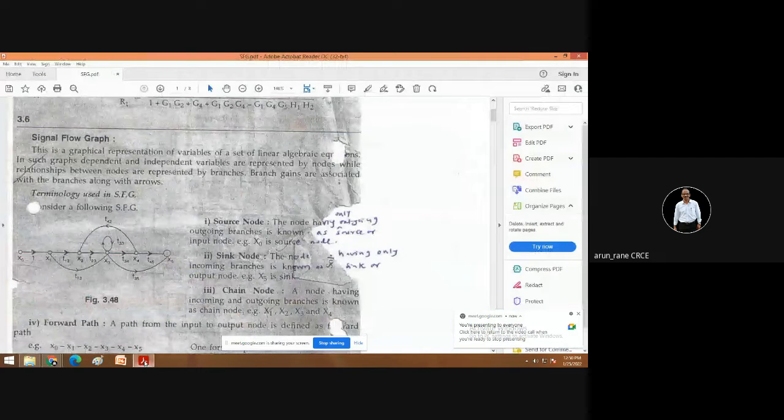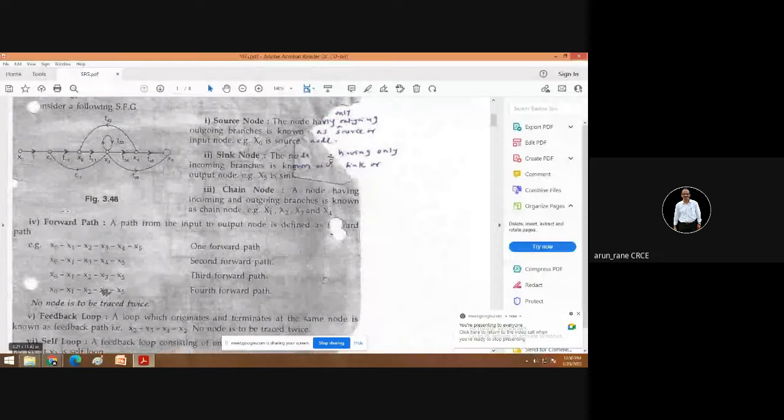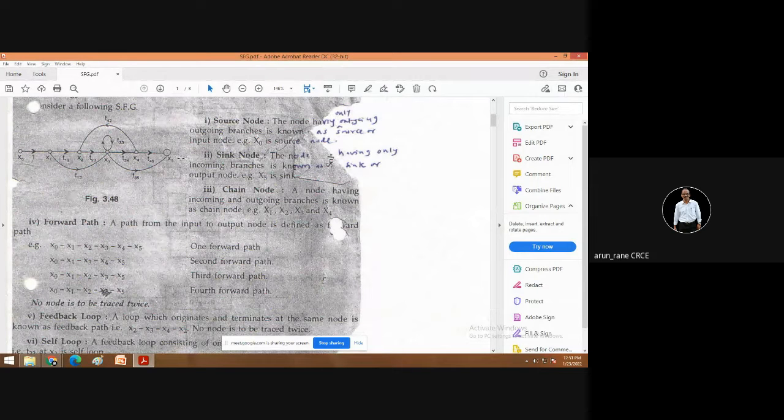So we were discussing this signal flow graph, and I explained what is source node, what is sink node, what is chain node, what is forward path. So this forward path is important. Now, these are the nodes x0, x1, x2, x3, x4, and x5. So x0 is the source node, x5 is the sink node, and then the remaining are the chain nodes.